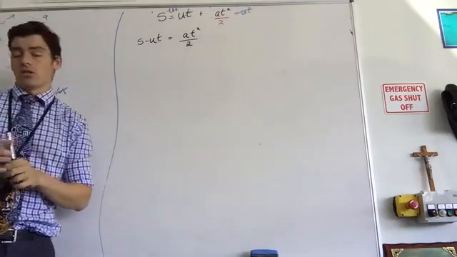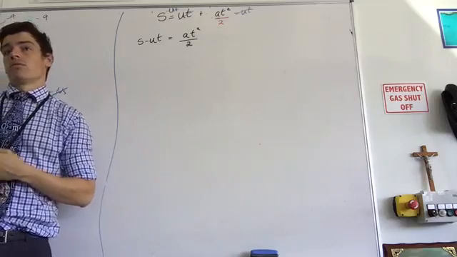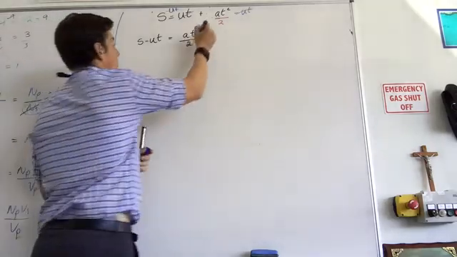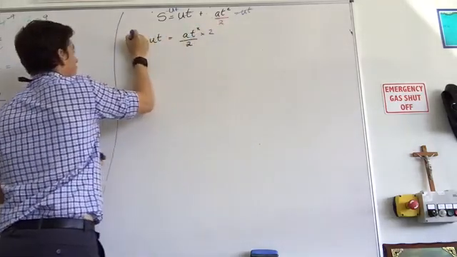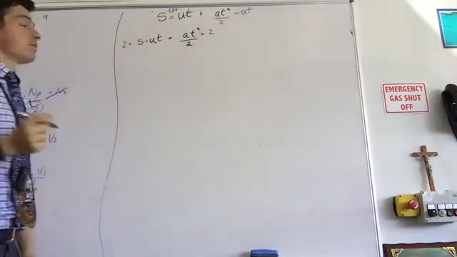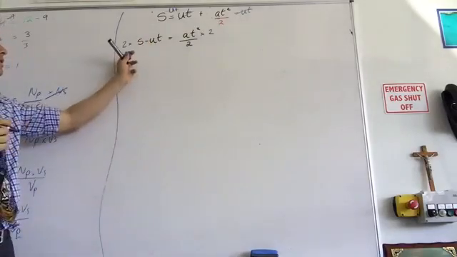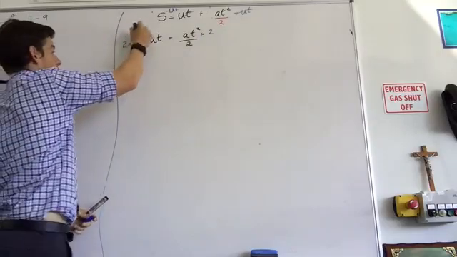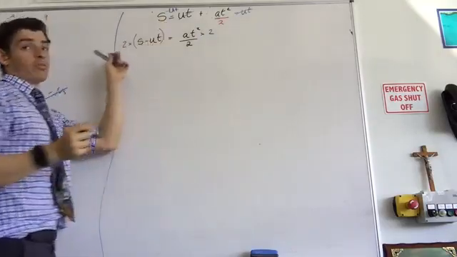So how do I cancel? Let's just pick one. The 2? Let's get rid of the divide 2. How do we do that? Multiply by 2 both sides. Now, common misconception. Is the answer 2s minus ut? I need to put brackets around this. It's 2 multiplied by the whole thing.